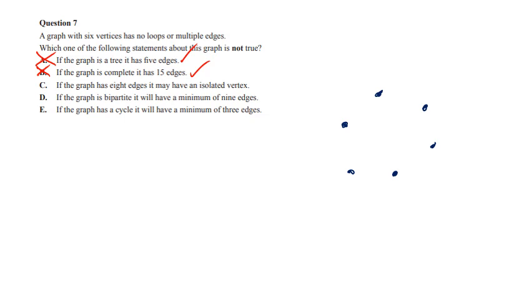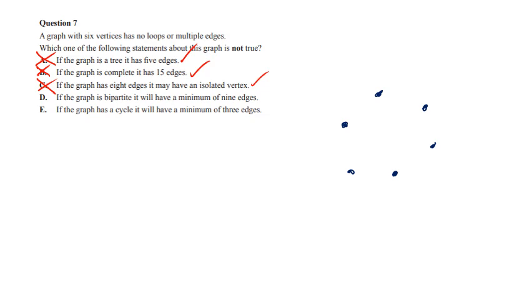C, if the graph has 8 edges, it may have an isolated vertex. So let's say this is the isolated vertex, it's still the one that's sitting on its own, not having any friends. We can still do 10 because it's the next triangular number down. So it's 1, 2, 3, 4, 5, 6, 7, 8, and as you can see, you can do 9, 10. So you could easily do an 8. You could do 10. Therefore, C is true because if you've got 8 edges, you can still fit in your isolated one.